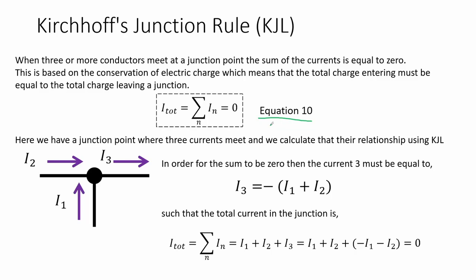Here we have a junction point where three currents meet and we calculate their relationship using KJL. In order for the sum to be 0, current 3 must be equal to the negative sum of currents 1 and 2, such that the total current in the junction will yield 0. Note that currents must have a direction of going into the junction and out of the junction. It cannot have all currents going into or out of a junction point.